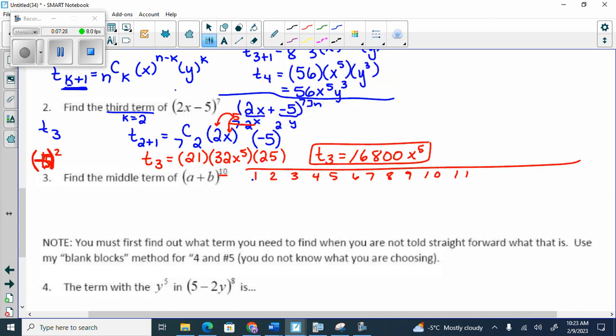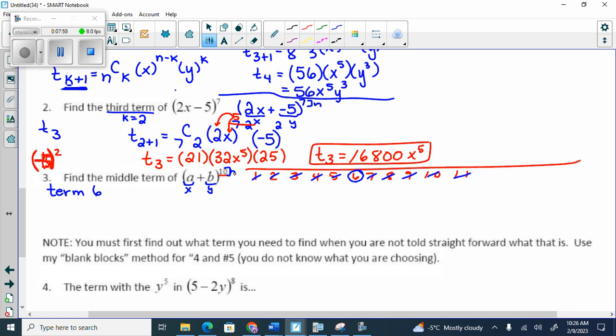What about the middle term? What term are they looking for? Term 6. It's a fancy way of saying, give me term 6. Okay? So we want term 6. Try it out. This is our x, this is our y, this is our n. Always check that there's a plus sign in between. If there's not a plus sign in between, you need to make a plus sign in between, correct?